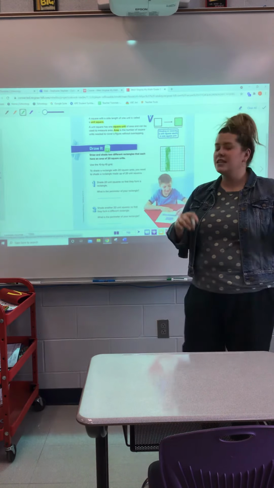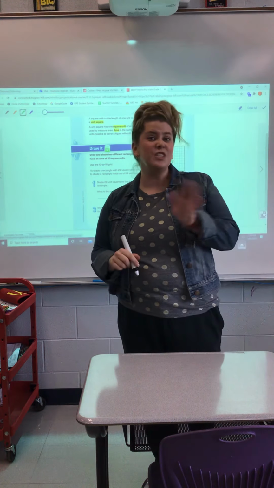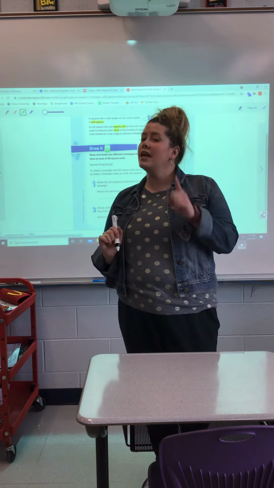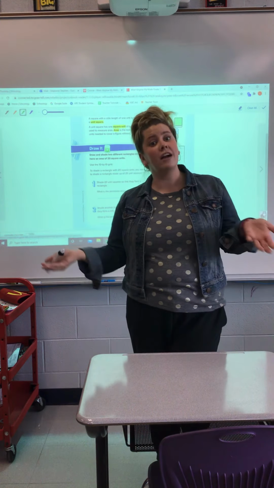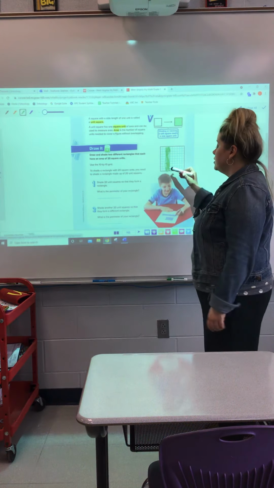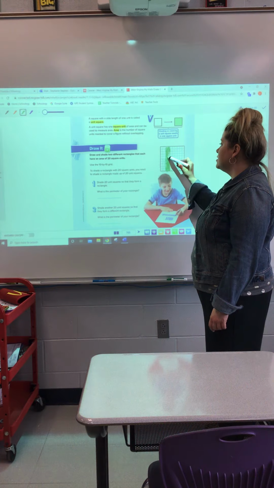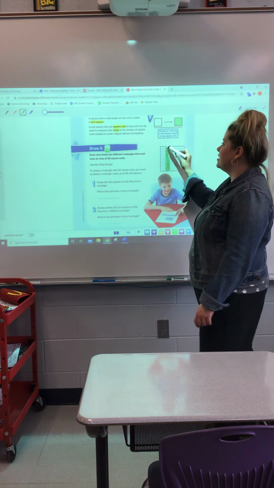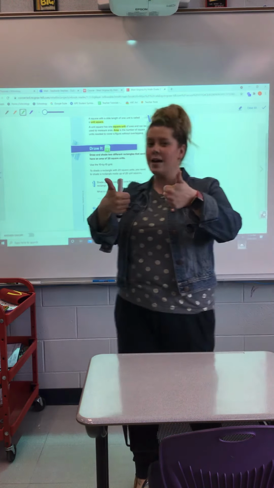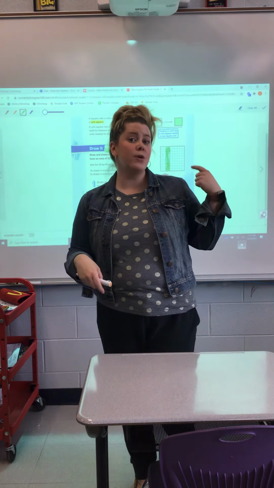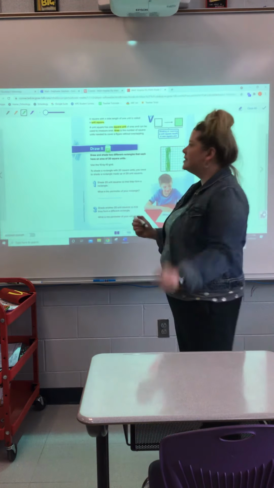All right, it's a completely different rectangle, right? That doesn't look anything like our first one. But let's check. Does it still have an area of 20? 2, 4, 6, 8, 10, 12, 14, 16, 18, 20. We got that part right. What do you think the perimeter of this shape is? Let's count.